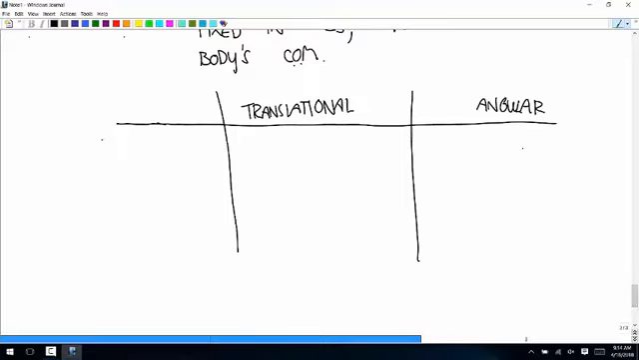Okay, so first, position. If you're talking about translational motion, that's a position vector. If you're talking about angular motion, that's theta. Second is velocity. Translational is the velocity vector v. Angular is omega.